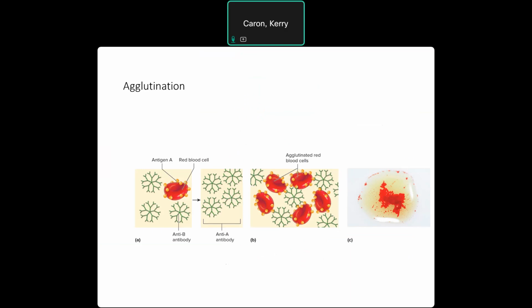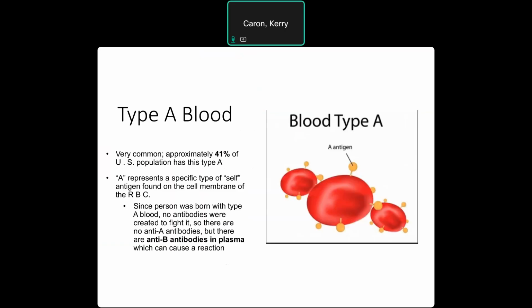So agglutination can happen. We have a person with type A blood here. A antibodies, no problem. Anti-B antibodies, and we might have a problem. The antibodies can stick to the antigens and cause agglutination, which looks like this under a microscope. Okay, so type A blood has A antigens on its surface. 41% of Americans have this type of blood. So A is itself antigen.